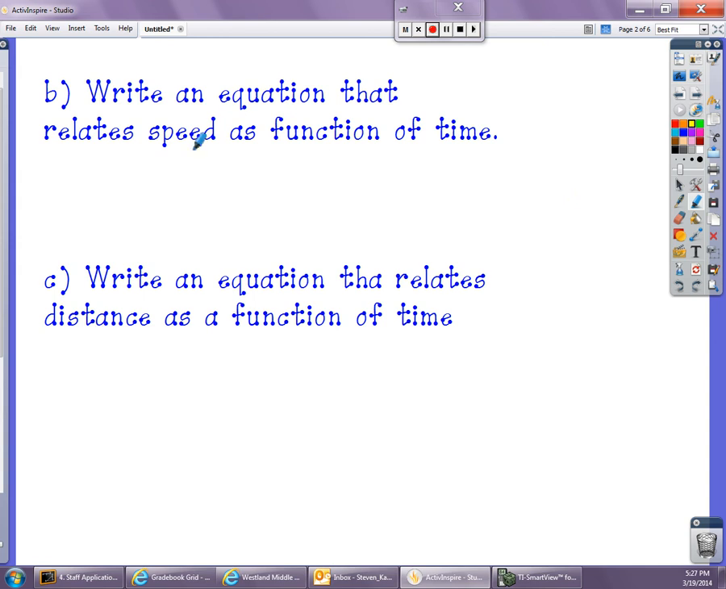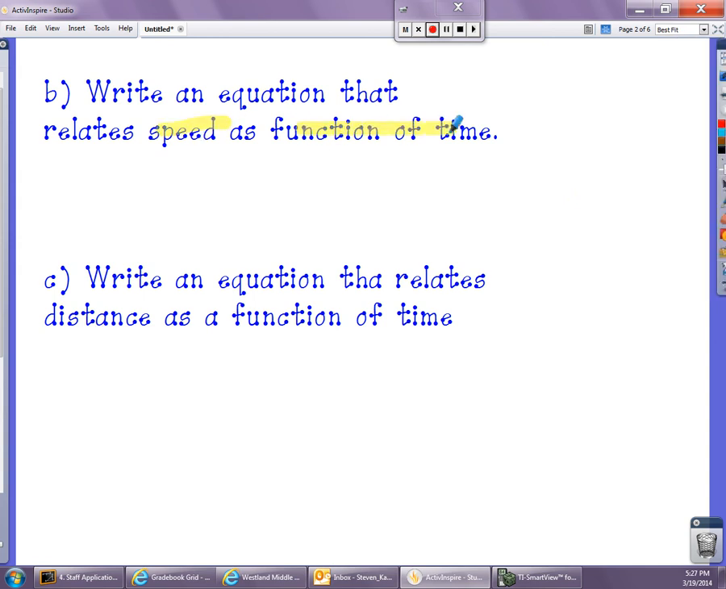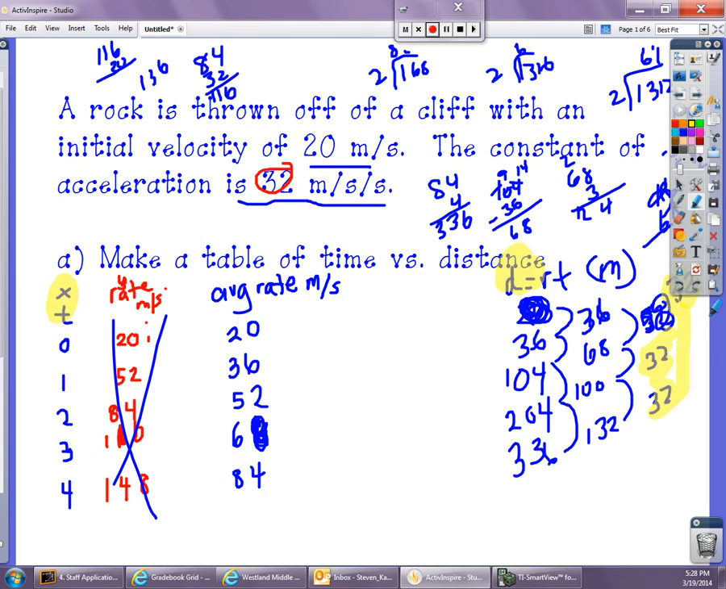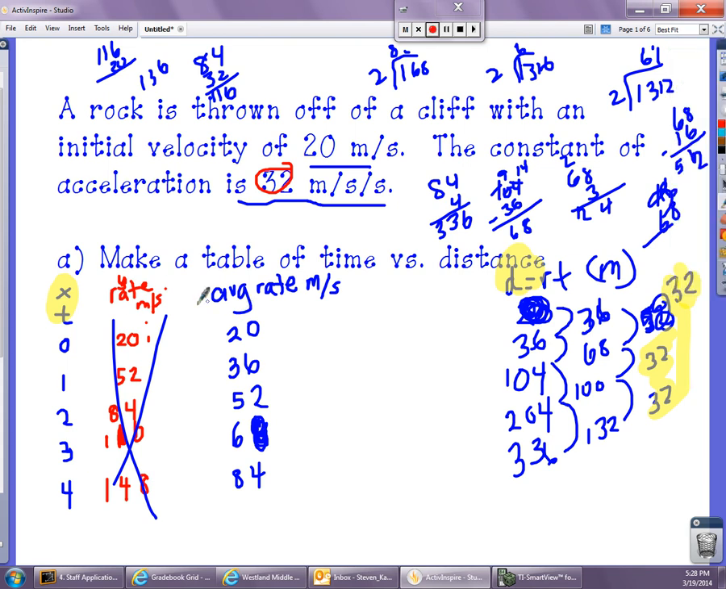Write an equation that relates speed as a function of time. Okay? And before you do that, you could do this one too. Write an equation that relates distance as a function of time. So I'm going to go over here to this. We're going to go back a little bit. And remember I said that speed and time is linear.